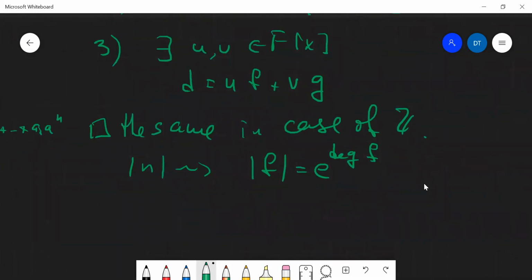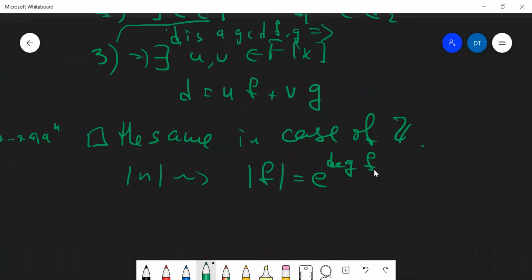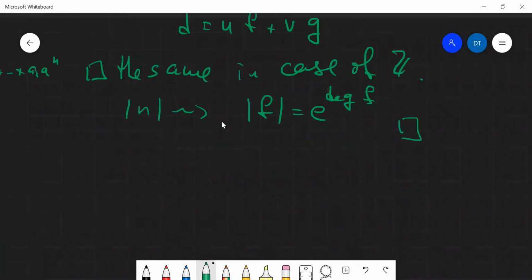And what is d in this formula? One of the greatest common divisors? Yeah, I should say, suppose d is the greatest common divisor for f and g, then there exists u and v such that this equality holds. And how is it possible that there are two greatest common divisors? Okay, let me show you an example.